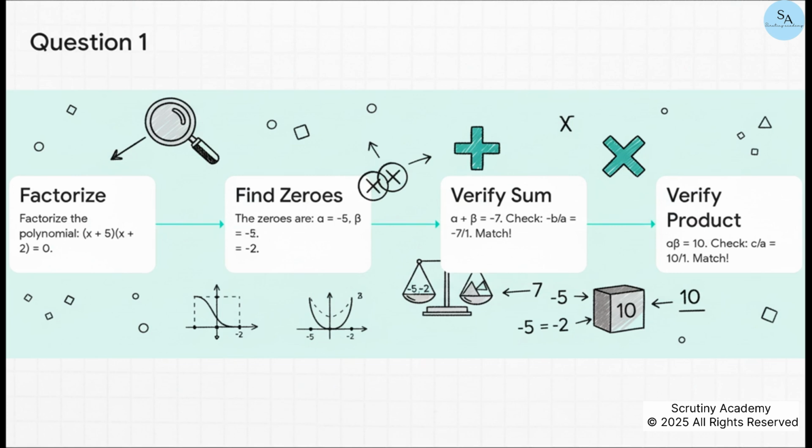Now the product. -5 times -2 is +10. The formula says c over a, which is 10 over 1. Another perfect match. See? It works.